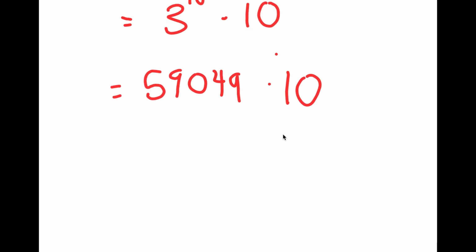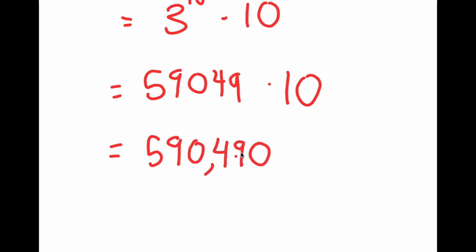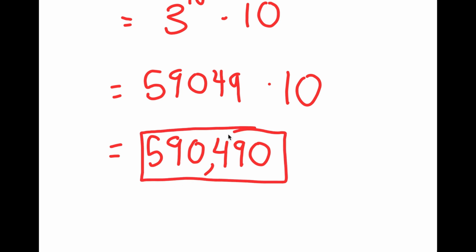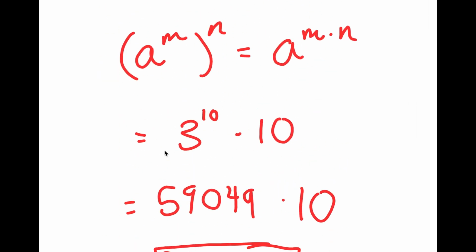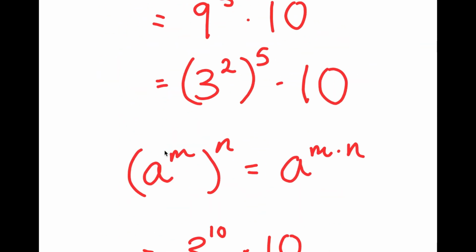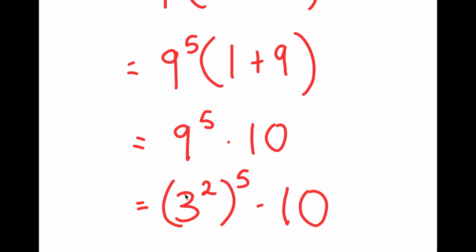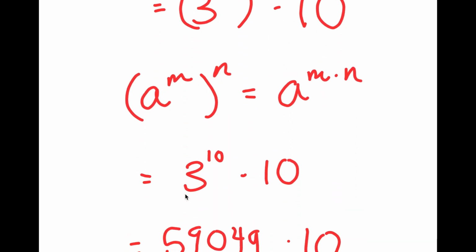And now this is much simpler because any number times 10 is just that number with an extra 0. So 59,049 times 10 is simply going to be equal to 590,490. So this is my answer to this problem. And if you notice, this wasn't really that hard. You just have to use several exponential properties to solve this.